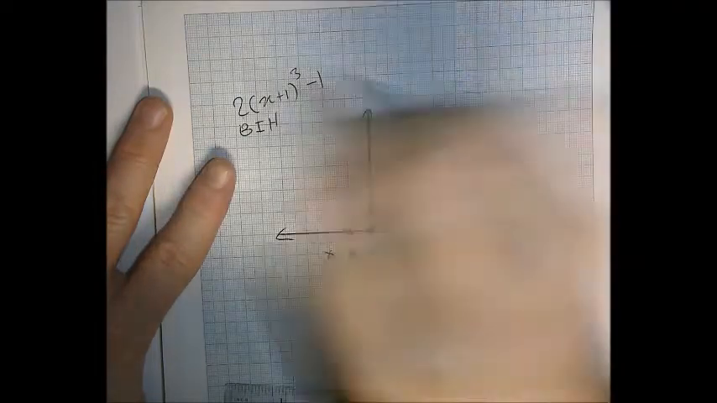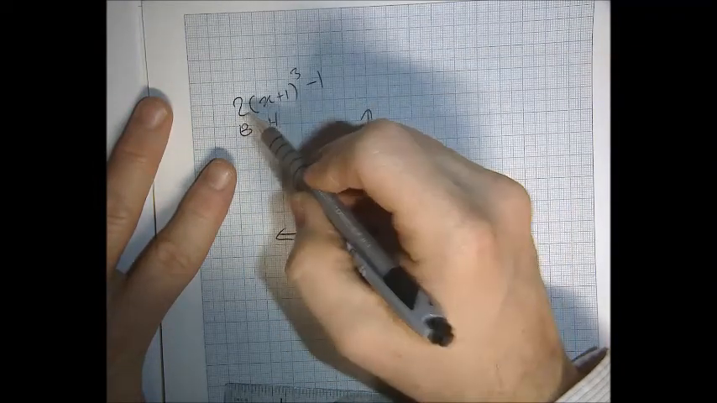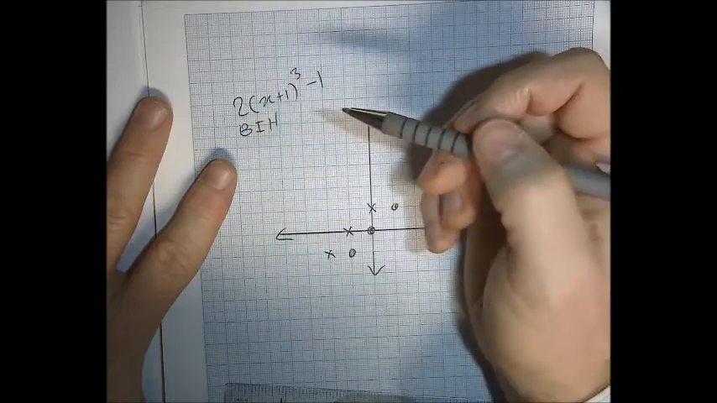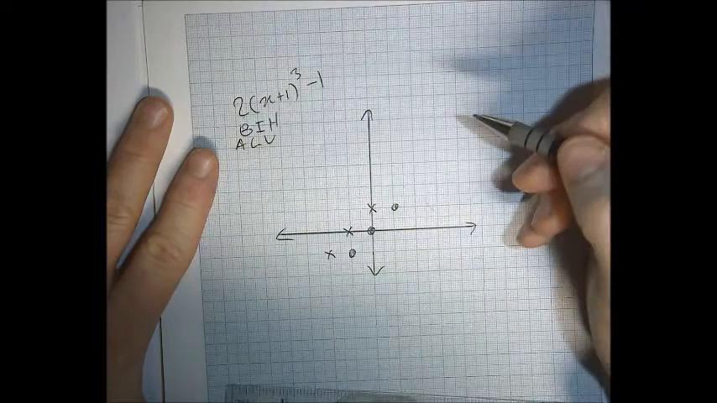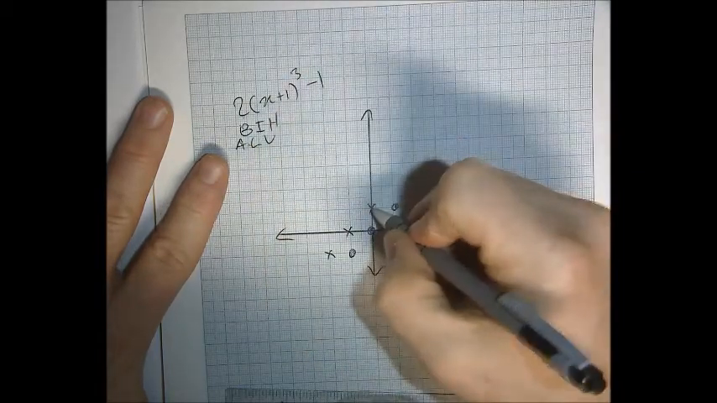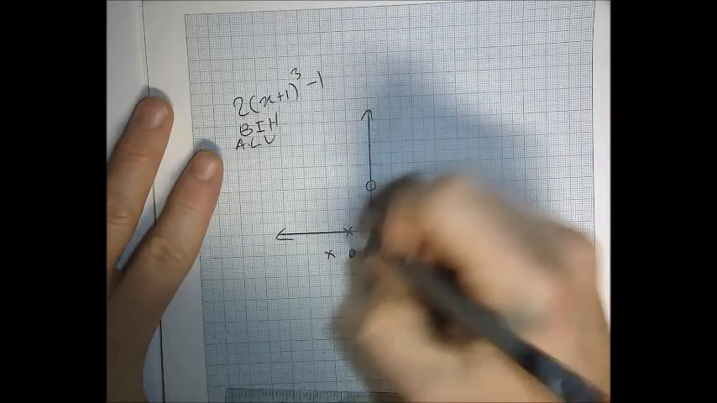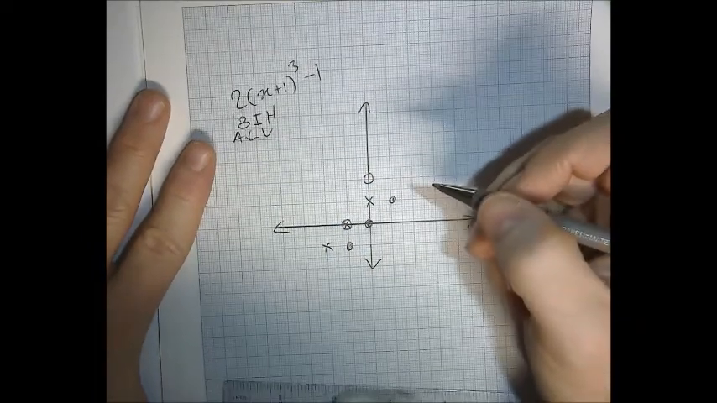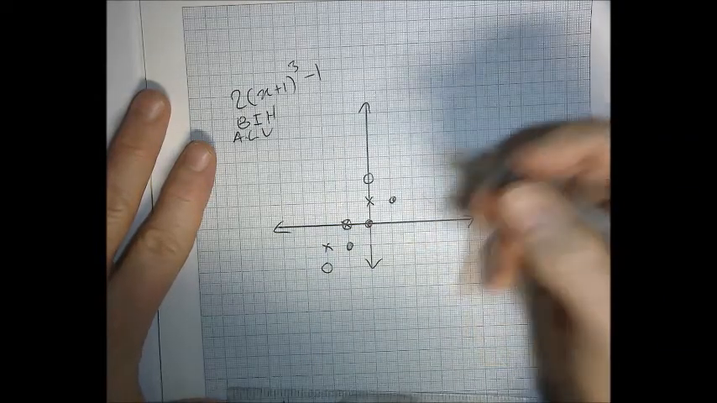Okay, now I'm going to handle the doubling. This is after the cubing now, so it's logical and vertical. When I see doubling, I think stretch. And it is a stretch, because it's logical and it's a vertical stretch. Current y coordinate 1, new y coordinate 2. Current y coordinate 0, new y coordinate 0, because 2 times 0 is still 0. Current y coordinate negative 1, new y coordinate negative 2.